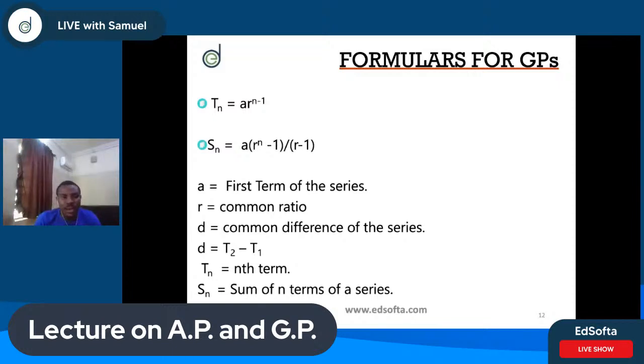So let's move on. I'll switch to the whiteboard so that we can take some examples before moving ahead. So let's take the first one first.